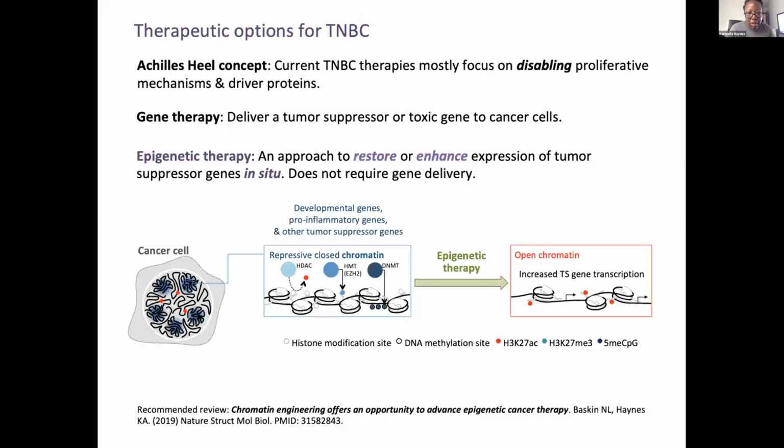Okay, all right, so we sort of left off here. Our lab is interested in this area called epigenetic therapy. This is an emerging approach to cancer treatment. The general idea here is to restore or enhance expression of tumor suppressor genes that have been epigenetically silenced in cancer cells. So rather than relying on something like gene therapy to put a non-mutant copy of an anti-cancer gene into tumors, which would be pretty hard because of the barriers to gene delivery, what we're doing is activating genes in situ.